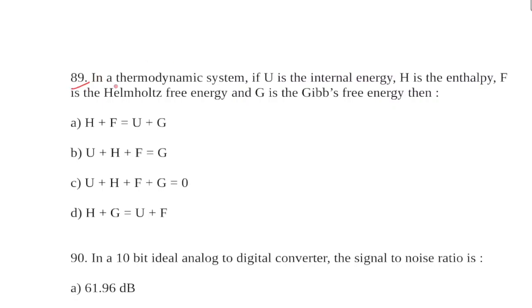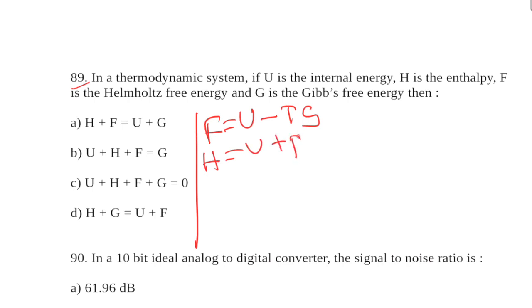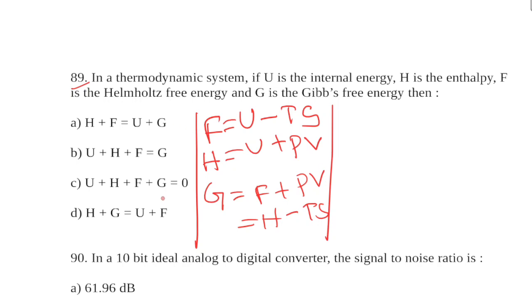Next, 89. In a thermodynamic system, U is the internal energy, H is the enthalpy, F is the Helmholtz free energy, G is the Gibbs free energy. Then which of the option is correct? Okay, so you should remember that F is given by U minus TS, enthalpy H equals U plus PV, G equals F plus PV or H minus TS. So by using these relations, you should check this option and you will find that this option A is correct. H plus F equals U plus G.